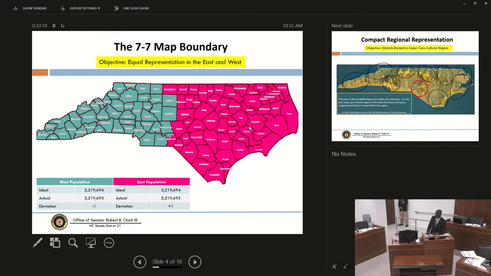Because, by the way, in case you're wondering, I do comply with all of the committee criteria. But the thing I understand, and I suspect most folks understand, is that in addition to the criteria that we guide ourselves by as a committee, we also have other objectives when we sit down and do a plan, whether it's a legislative plan or a congressional plan.